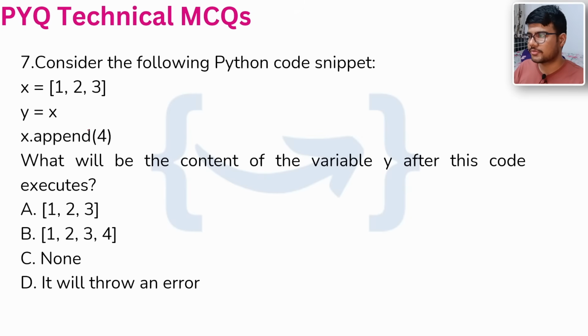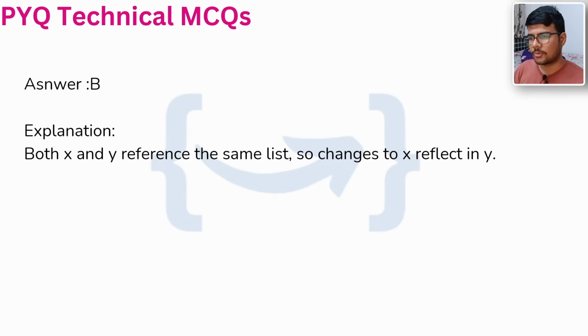Consider the following Python code. x equals 1, 2, 3 and y equals x. Cool. So it is a shallow copy. Then x.append(4), so we are appending 4 into it. What will be the content of variable y after this code executes? Definitely it would be 1, 2, 3, 4 because it's a shallow copy. Whenever you make changes in the parent array, it will be reflected in the child arrays. So yes, 1, 2, 3, 4 is the right option.